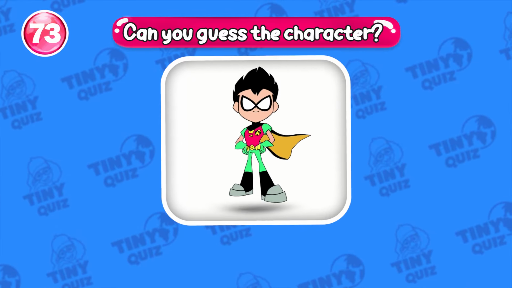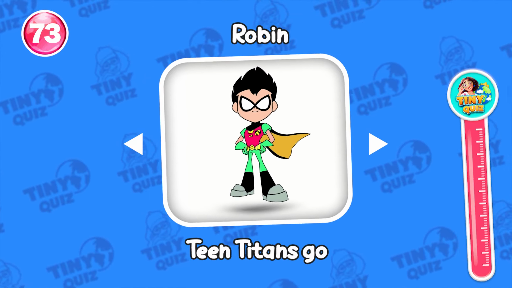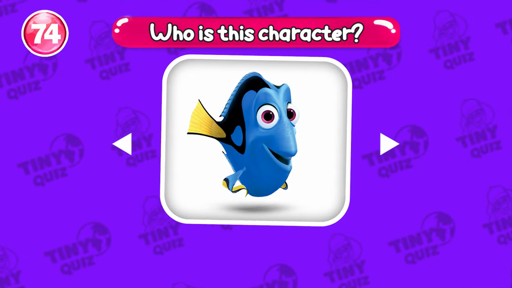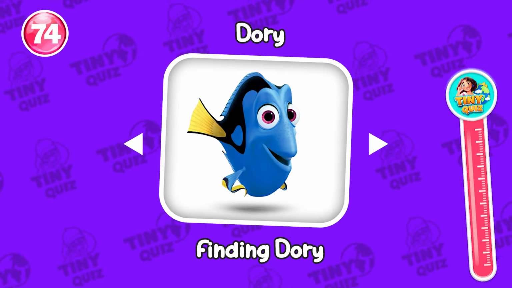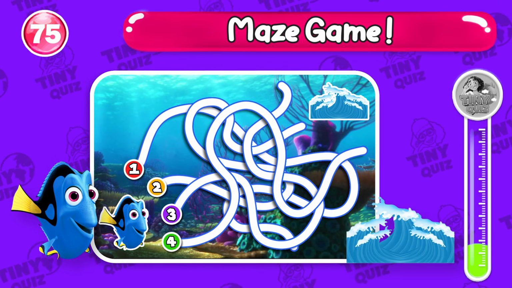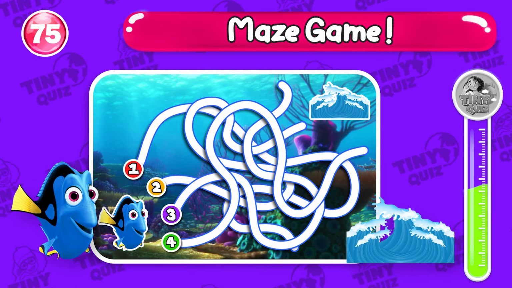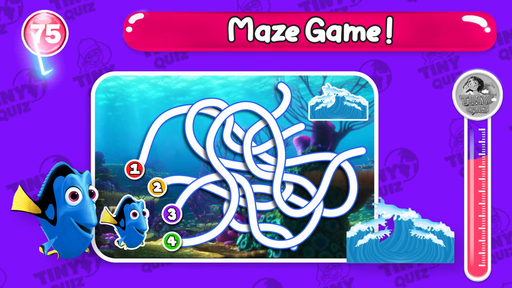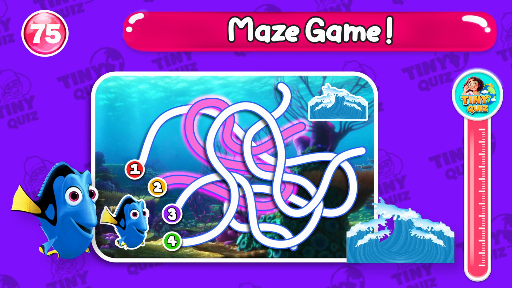Question 73. Can you guess the character? Robin from Teen Titans Go. Question 74. Who is this character? Dory from Finding Dory! Question 75! Can you guess the character? Maze game! Help Dory get home!